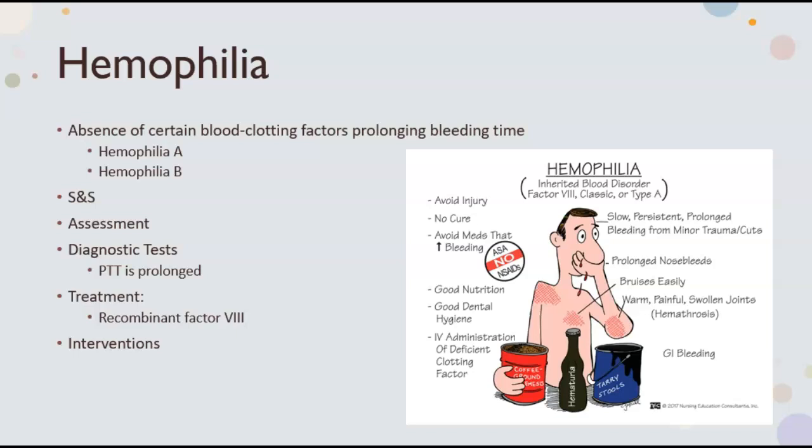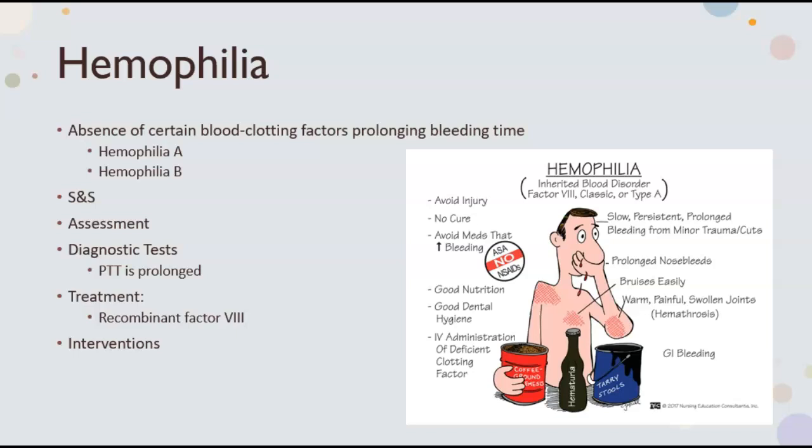Human-derived factor 8 is going to be used more often than the cryoprecipitate. It is taken from blood donors as well, and it's going to be treated to inactivate any kind of viral transmission, so the HIV or AIDS. But the one that is most often used is going to be your recombinant factor 8. This is made in the lab, so there is no viral transmission risk. It costs little, so low cost, and there is an unlimited supply.